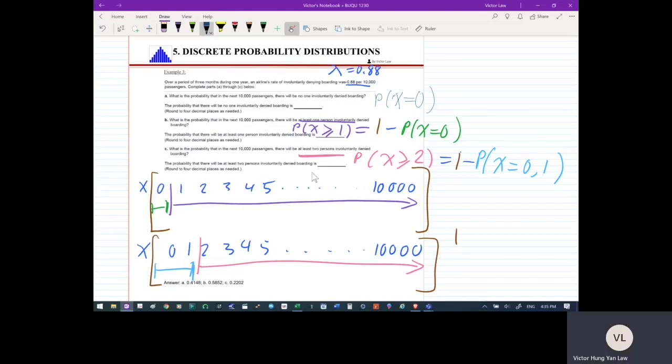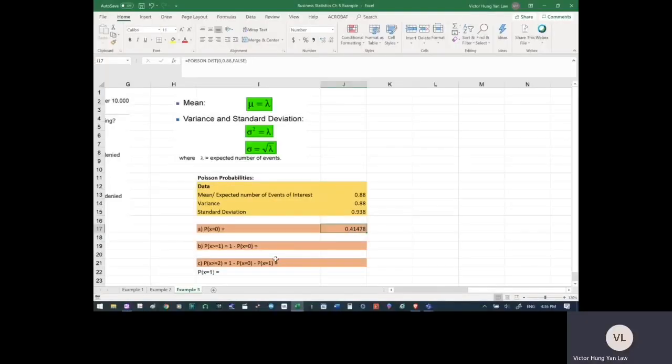So that's why in part B, in order to find the probability of x is greater than or equal to 1, we take the 100%, the whole area, minus the opposite, which is the probability of x equals 0. And that will give you the purple area here, which is the probability of x is greater than or equal to 1. So if you understand this diagram, then plugging it into Excel should be straightforward. Since we have already calculated the probability of x equals 0, we take 100%, which is 1, minus the probability of x equals 0, and that will give you 0.58522.